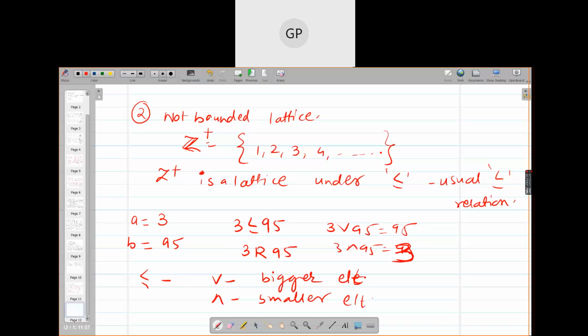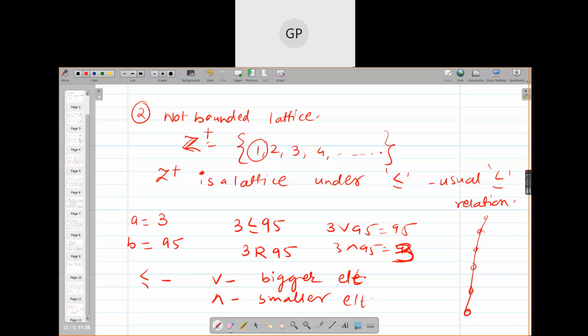Okay, but is this a bounded lattice? Is this a bounded lattice? Do you have the least element and the greatest element here? There is a least element 1, right? But this is an infinite set. There is no greatest element. Do you understand it? The Hasse diagram of this will be simply a chain, an infinite chain.